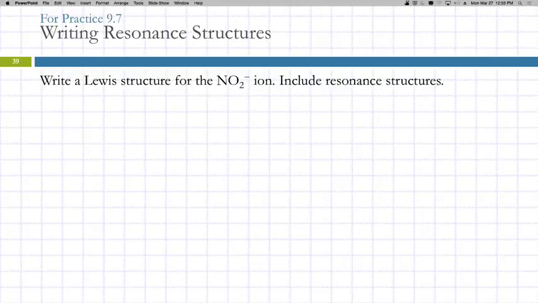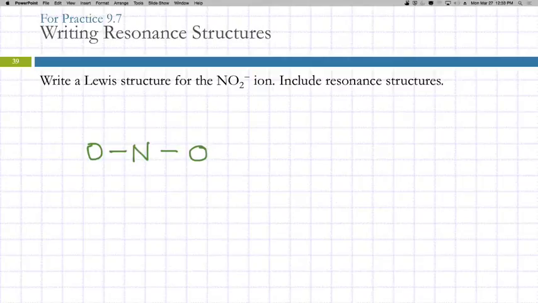So NO2. We've got a nitrogen and two oxygens. How are we going to connect those? We want to put the oxygens on the outside because they're more electronegative than the nitrogen. So we'll put the nitrogen in the middle and put an oxygen on each side. Molecules often end up being symmetrical.